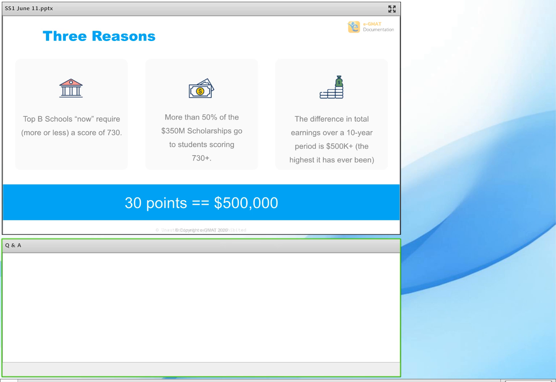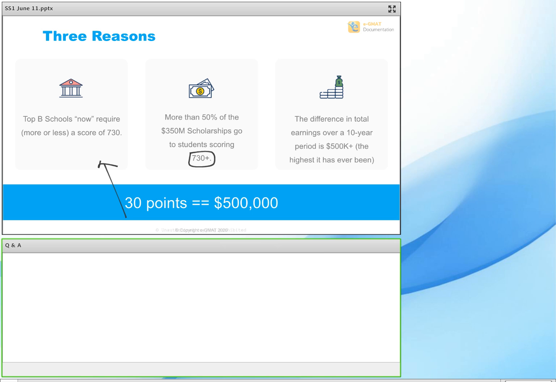First, you're aiming for a top B school. They now need that high score. When I say top B school, especially in the US, European B schools will do it at 710, 720, but US B schools are kind of looking for a score of 730 or higher. The second piece is scholarships. The majority of the scholarship money, of which US schools account for about 80% of what's distributed worldwide, goes to students who have a score of 730 or higher.